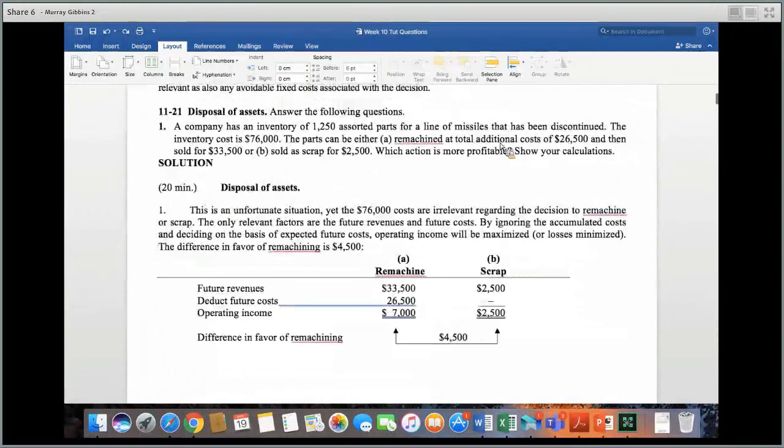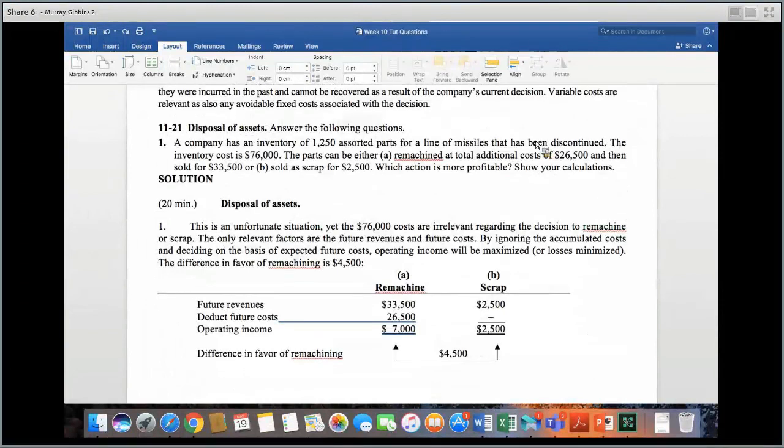What about this question here? We've got a company, they've got some old stock, a missile in fact, it's been discontinued. It's irrelevant that it cost us $76,000. It's worth nothing if it's discontinued and it has no value on the market. But what we can do is either remachine it at a cost of $26,500, and then it will have some value in it. When we do, by spending that much money, we'll be able to bring in this much money. Or we can sell it as it is for scrap for $2,500, which is better.